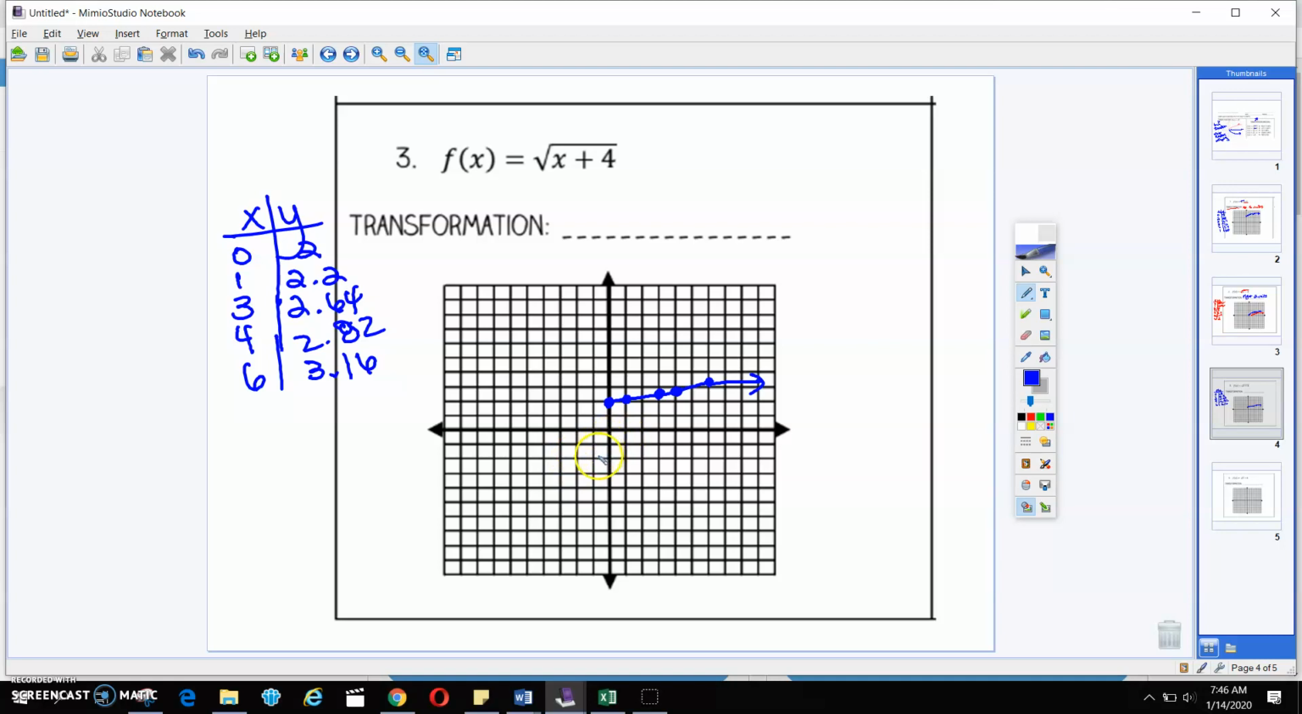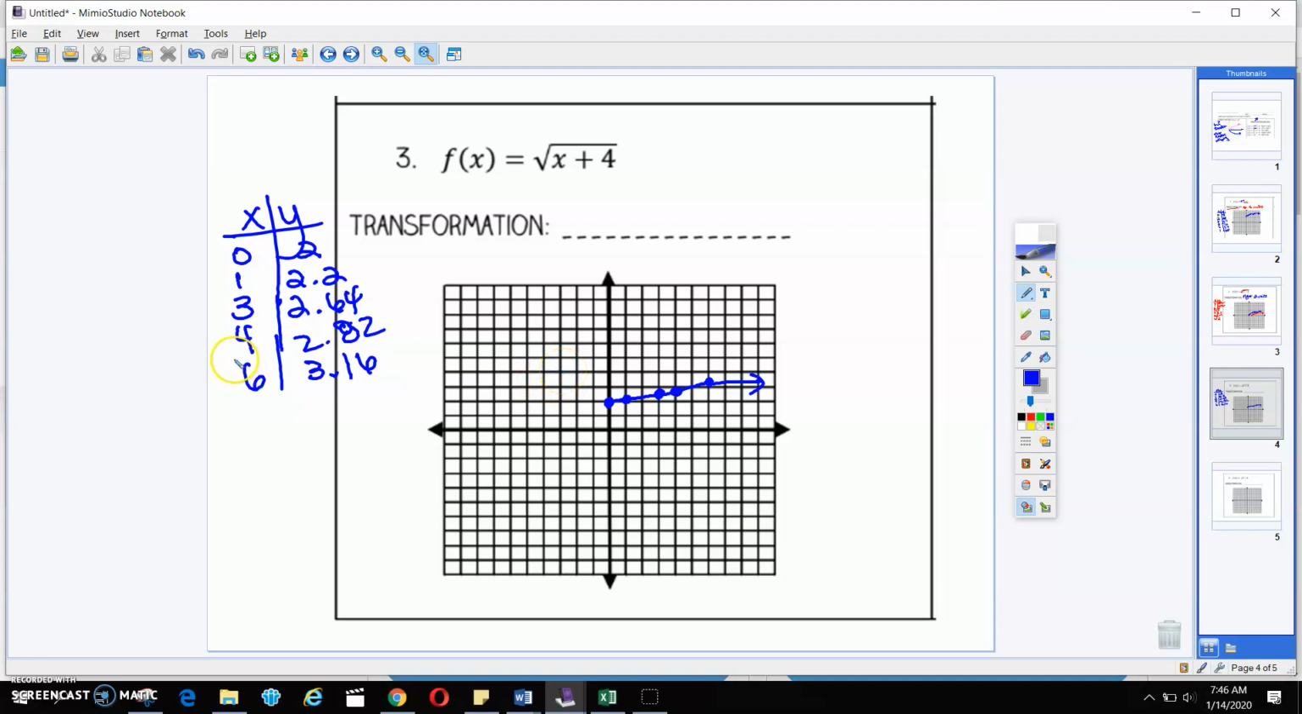Well, we went up. So what did we do wrong? Is it supposed to go to the right, Olivia? It's supposed to go to the left, right?